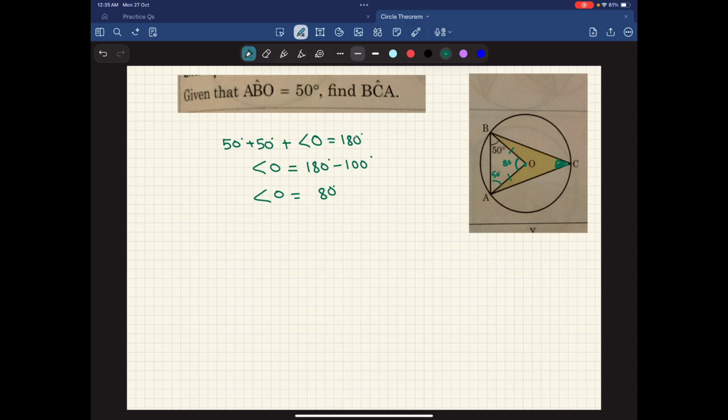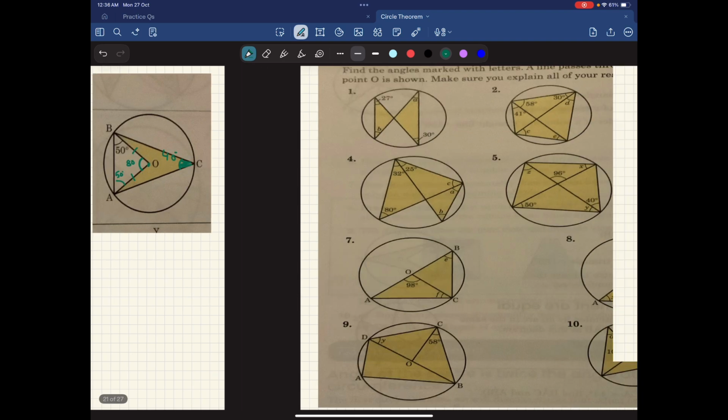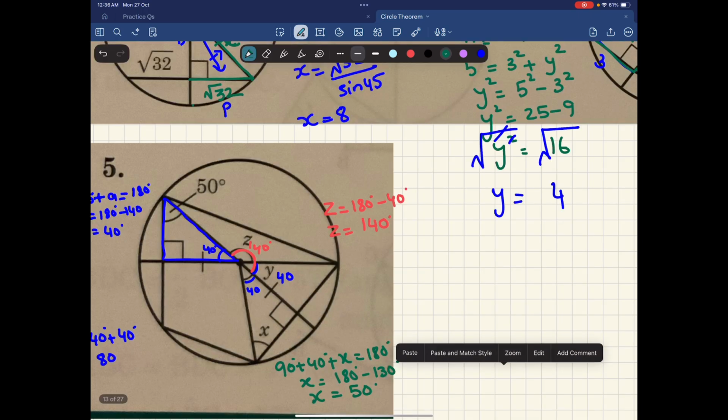Now we're going to use the theorem that we've just discussed. The angle at the center is twice the angle at the circumference. So if this is 80, the angle at the circumference would be half of the angle at the center. The angle at the circumference, which is CA, is 80 divided by 2, which gives you 40 degrees. So this is 40 degrees.